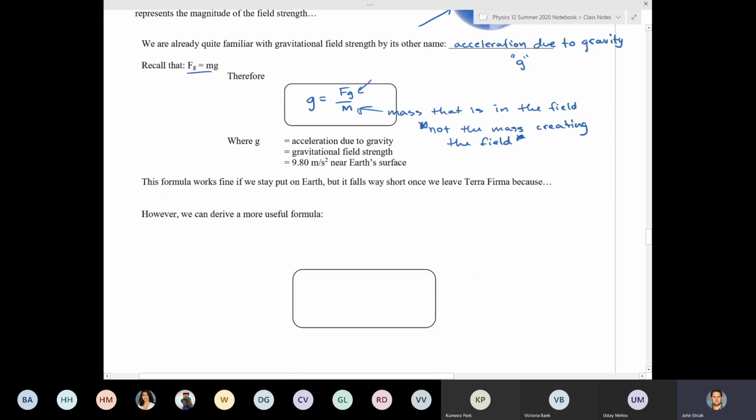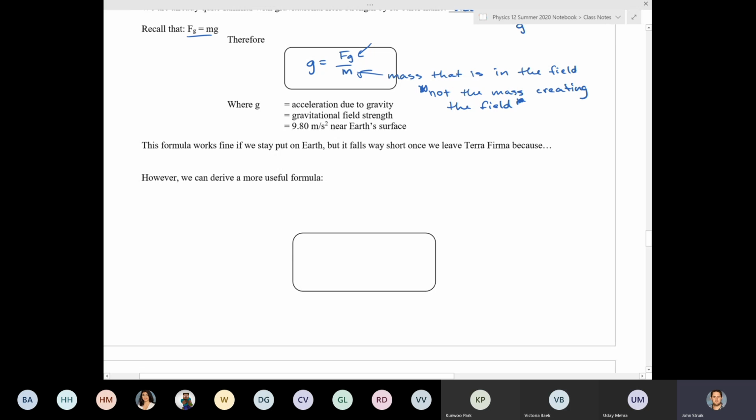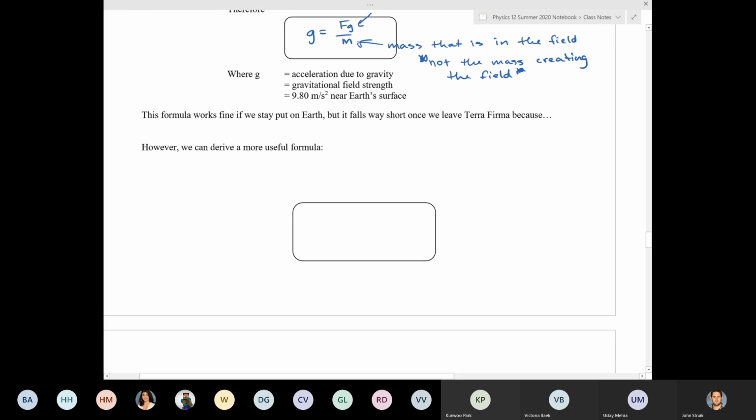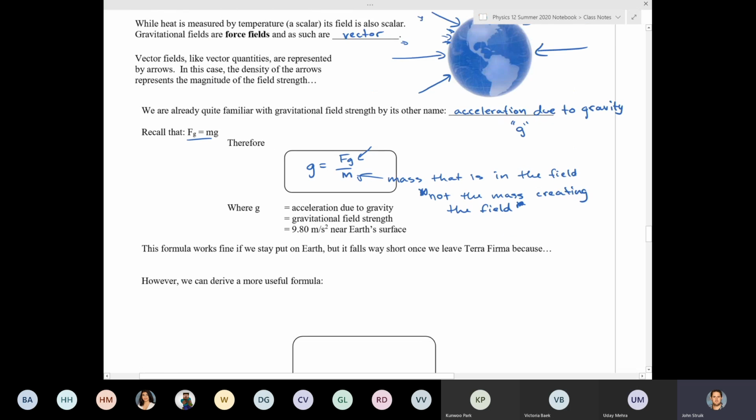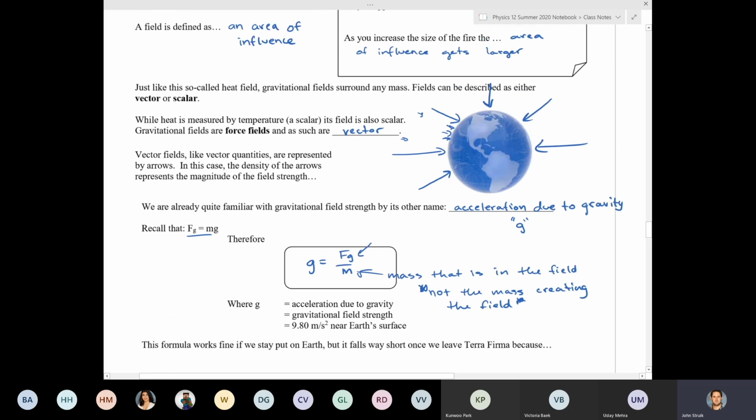Now, this formula works great on Earth. Fg equals mg is great. However, as soon as you lift away from the Earth, it changes. The value of g changes. Remember our fire: the further away from the fire you get, the less heat you get. The further away from the Earth you are, the less acceleration due to gravity there is. The less pull there is.